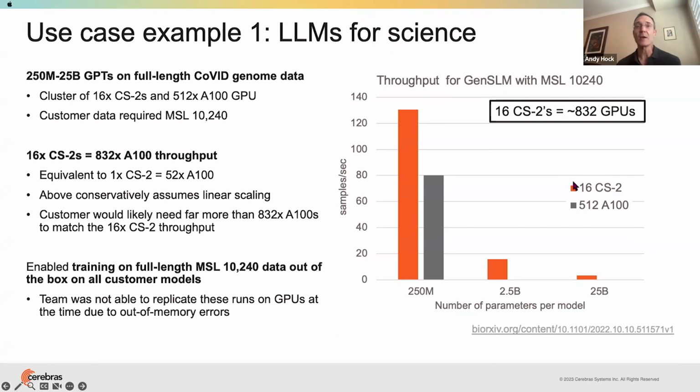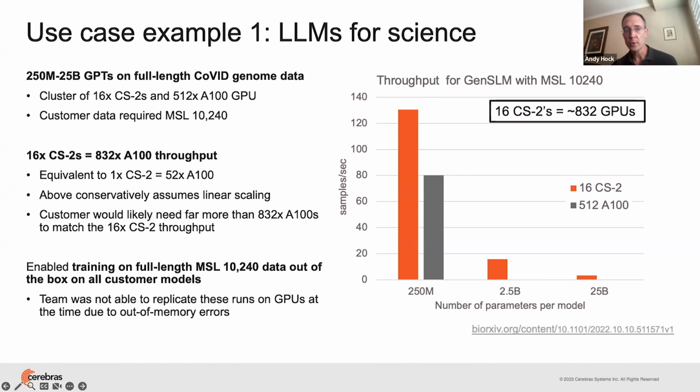This is really, really exciting work. And at the end of the day, it fundamentally boils down to being able to train multiple large GPT models on very large, long sequence length data. So the team here, and the reference publication is down at the bottom. The team here trained several large GPT models ranging from 250 million parameters to 25 billion parameters on full sequence length COVID genome data, so MSL 10,240 data.